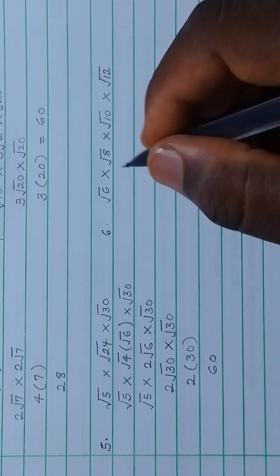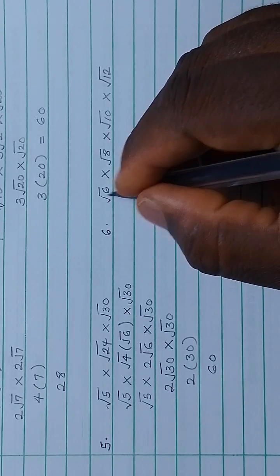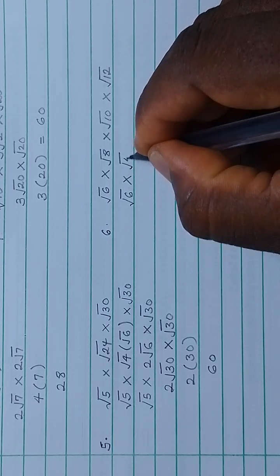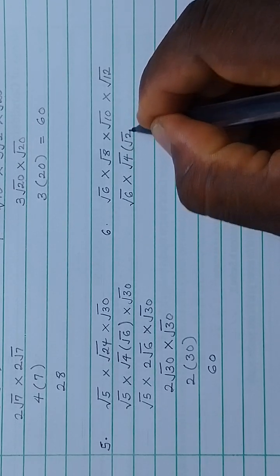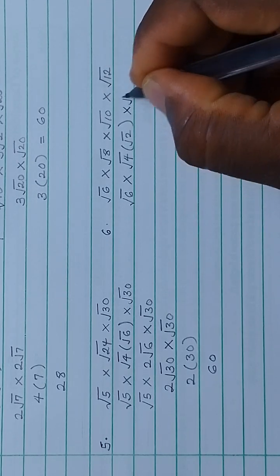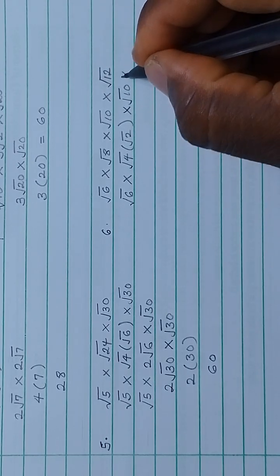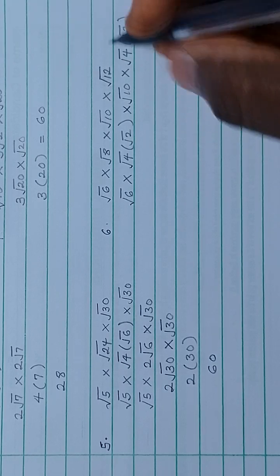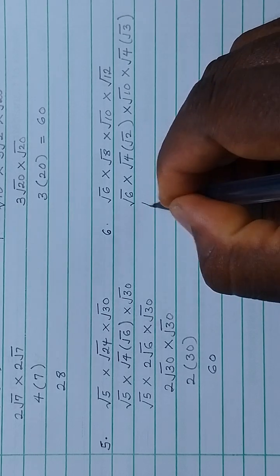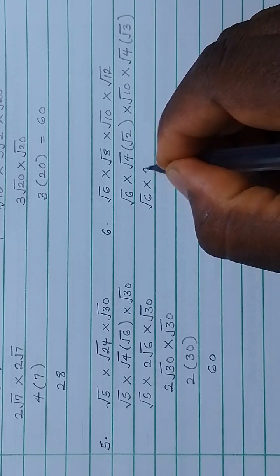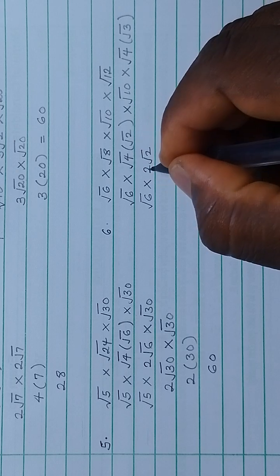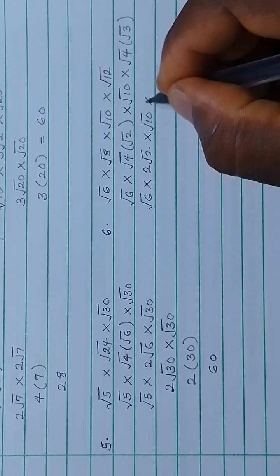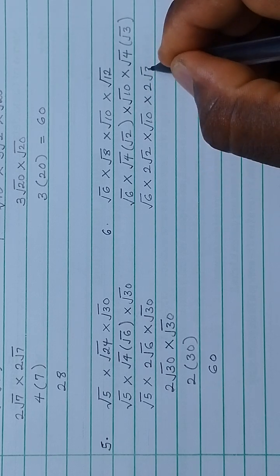We move on to question number 6. Root 6 cannot be simplified, but root 8 can be broken down to be root 4 into root 2. Root 10 cannot be simplified, but root 12 can be broken down into root 4 into root 3. Now looking at this, it is root 6 multiplied by 2 root 2, because this is 2, then multiplied by root 10, then multiplied by 2 root 3.